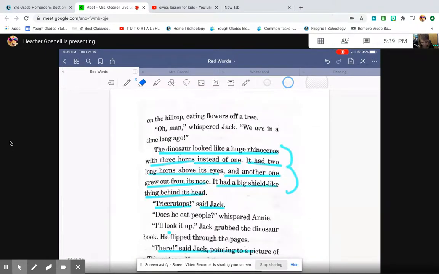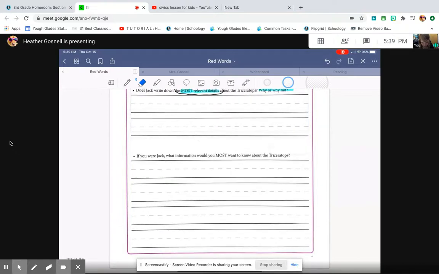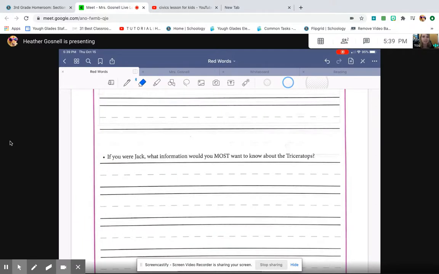All right. Let's move on. We're moving pretty quickly. If you were Jack, what information would you most want to know about the Triceratops? So that's why it's important to really step into the lives of your character and who they are. And that's why we did a character analysis on Jack. So if you were Jack, remember, you are Jack. What information would you most want to know about the Triceratops?